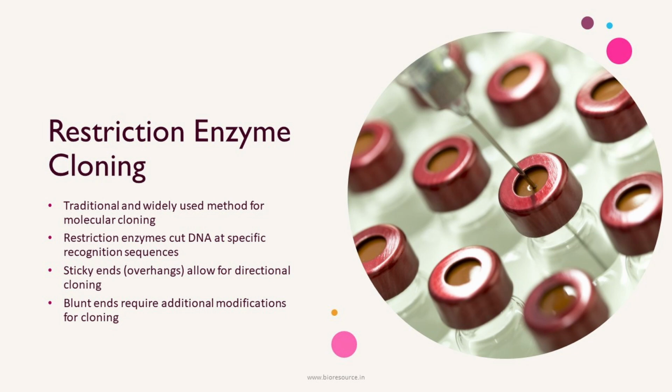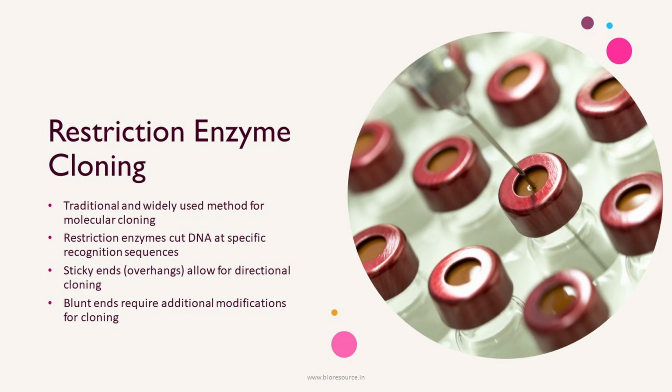So the first one is restriction enzyme cloning. This is also known as the traditional cloning method. Restriction enzyme cloning remains a popular and robust method for molecular cloning. And here is the breakdown of essential steps involved in restriction cloning. The first step is to prepare the DNA fragments. We begin by isolating the DNA fragments of interest, typically through PCR or genomic DNA extraction. And this fragment is then digested with specific restriction enzymes chosen based on the recognition sequence present within the fragment. The restriction enzyme cleaves the DNA at specific short palindromic sequences, generating fragments with either sticky or blunt ends.